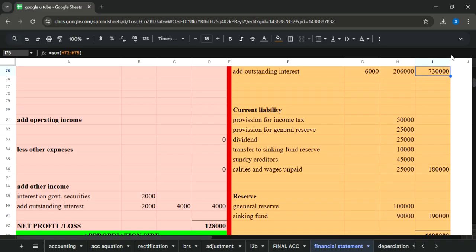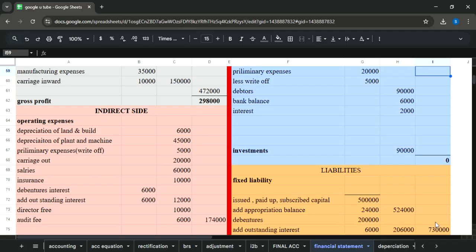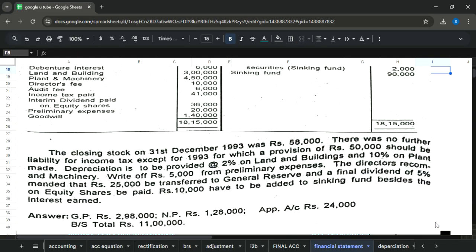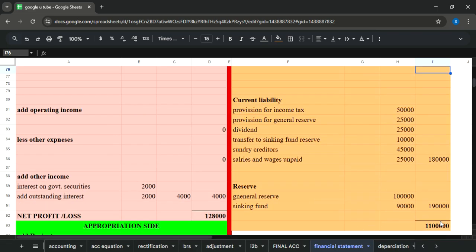Here look, this was the total of fixed liability, total of current liability, and total of reserve. So the sum of these three would be equal to the grand total of the liability side, and that is 11 lakh. This is also the total of the balance sheet. Let's check it out. The answer of the balance sheet available over here is 11 lakh, and our answer is also 11 lakh. So that means 4 out of 5 parts are solved.